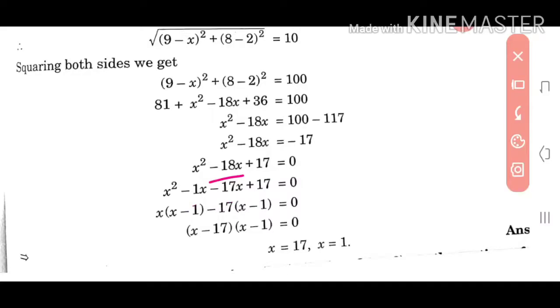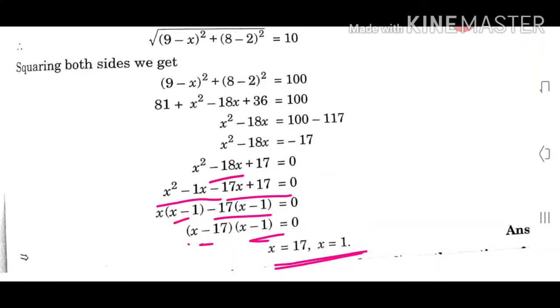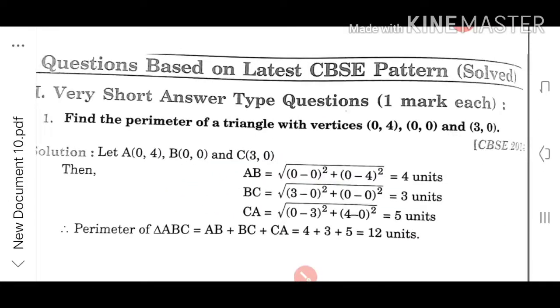From the first and second terms you take x common. You get x bracket x minus 1. From the third and fourth terms you take minus 17 common. You get minus 17 bracket x minus 1. Here x minus 1 is common, and the remaining is x minus 17. So you get two answers, x equal to 17 and x equal to 1.